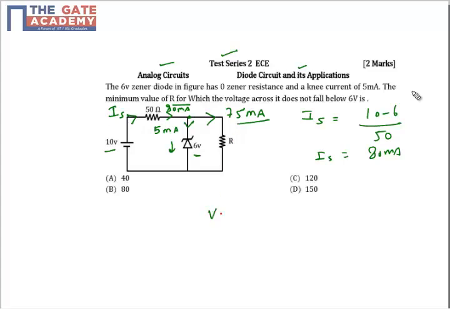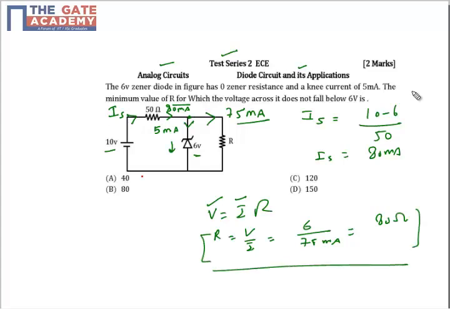And we know the current across R, that is 75 milliampere. Then what is R? V is equal to IR. I know the V, I know the I, I can easily calculate R, which is V by I. So 6 upon 75 milliampere comes out as 80 ohm. So the minimum value of R should be 80 ohm, such that the voltage across R should not fall off 6 volt. So my answer is 80 ohm.